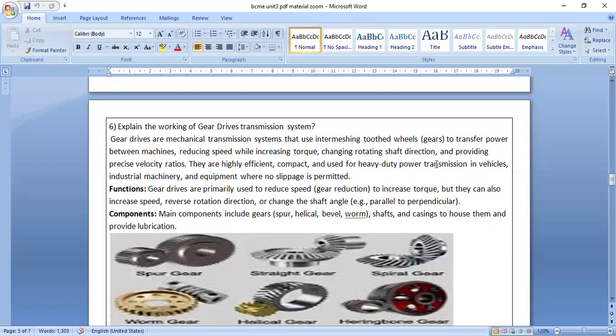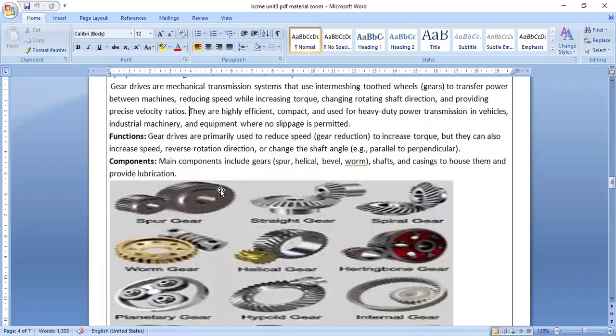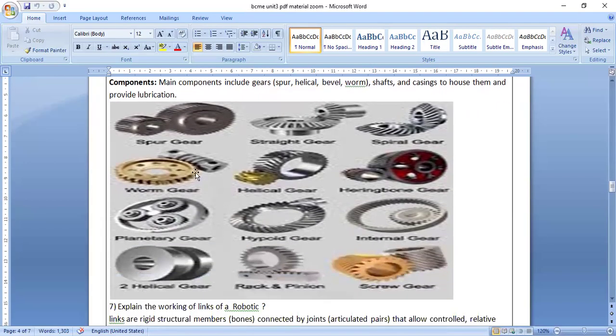That was not possible before. It also provides precise velocity ratios: however much velocity you want, that much. It is a highly effective, compact system used for heavy-duty power transmission. Big vehicles use these gear systems. There is no slippage. Here you can see spur gears: this has teeth and this has teeth, and both are meshing. It is forward direction, backward direction.